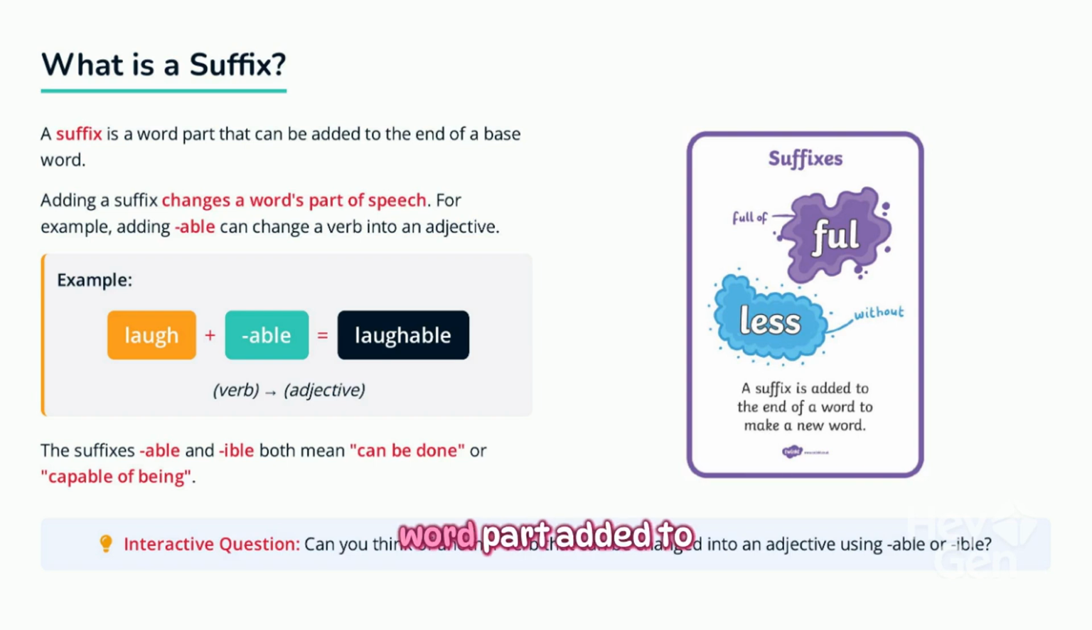A suffix is a word part added to the end of a base word, altering its part of speech. For instance, adding able to a verb like laugh transforms it into the adjective laughable. Both able and ible mean can be done or capable of being. Can you think of another verb that can be changed this way?